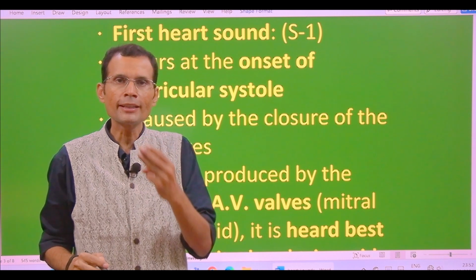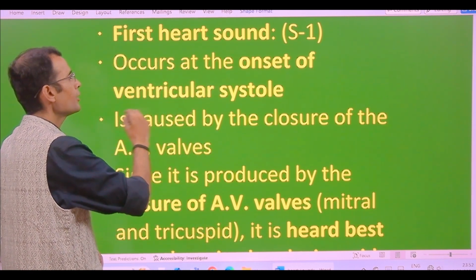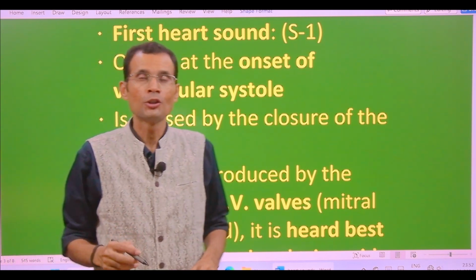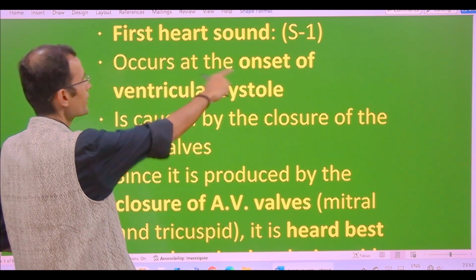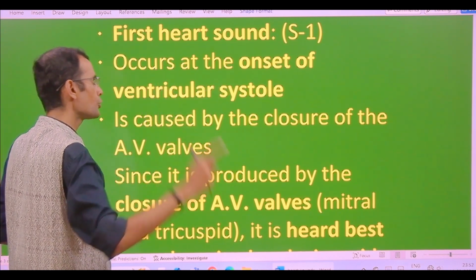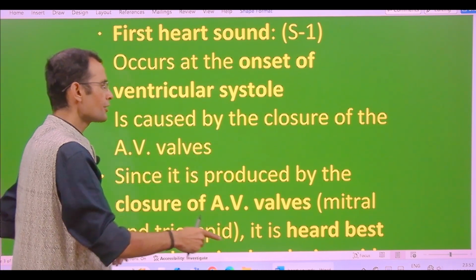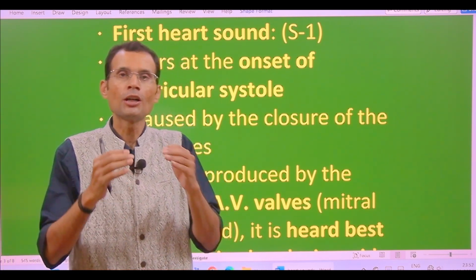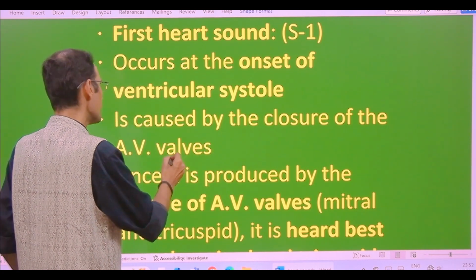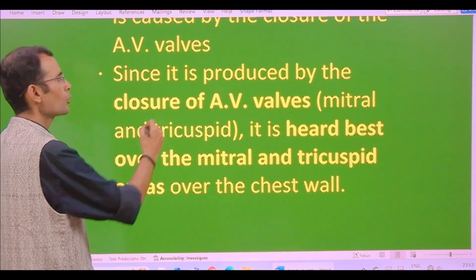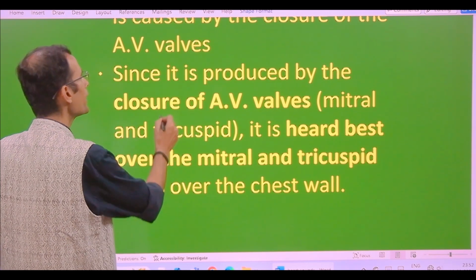We would know three things about the first heart sound. It occurs at the onset of ventricular systole. So we are answering when are they produced. First heart sound, onset of ventricular systole. It is caused by the closure of the AV valves and therefore heard best in the mitral and tricuspid areas.